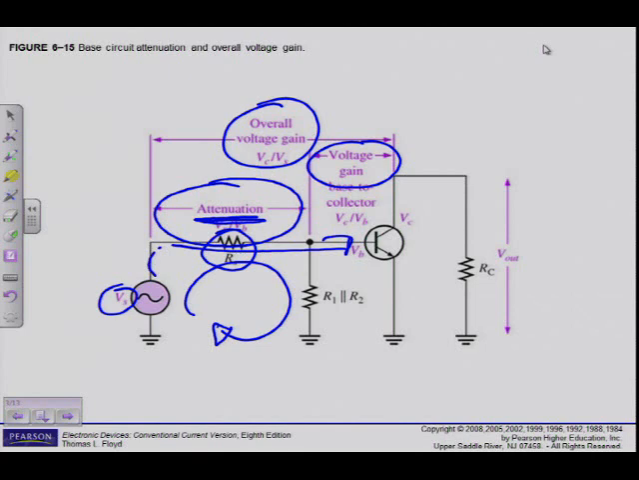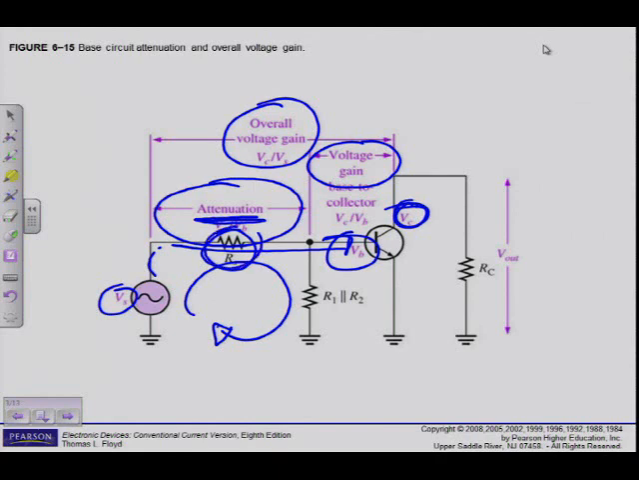Eventually to become VB, which I want to amplify, and then the output is taken at VC. And then we've also seen now that the gain is the output over the input. Then we simplified the circuit, it's RC over R'e. But in the beginning we had output signal over input signal. Now, where does the attenuation part come in?